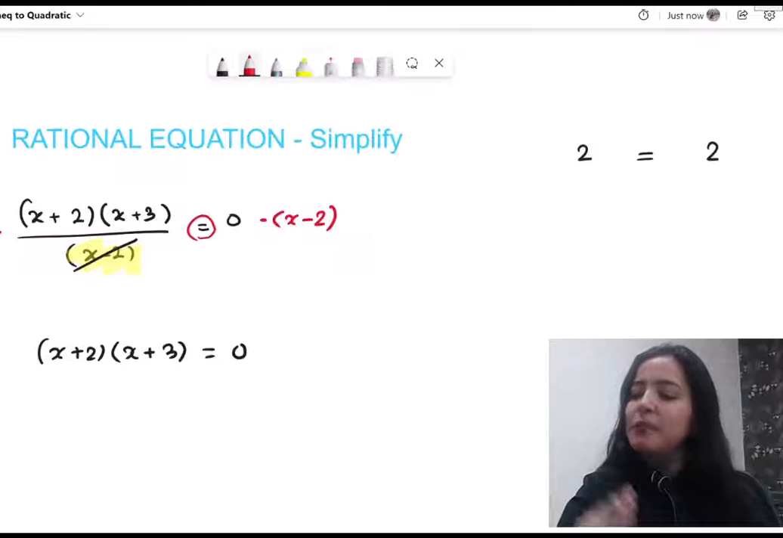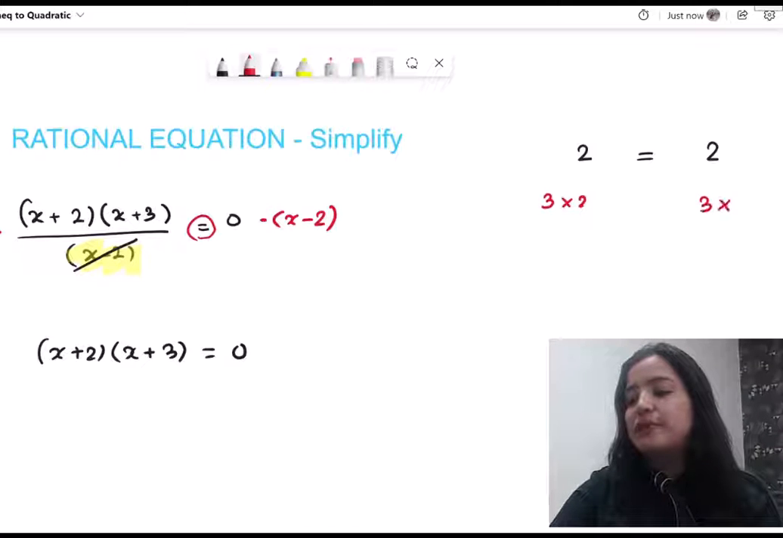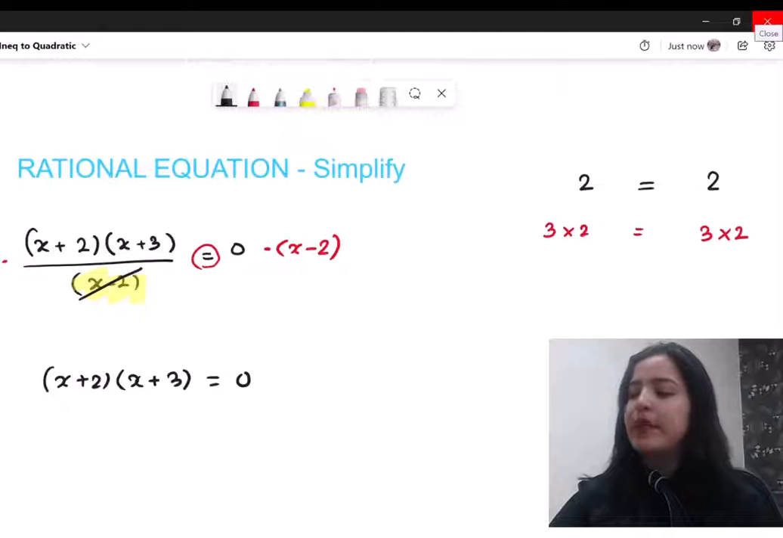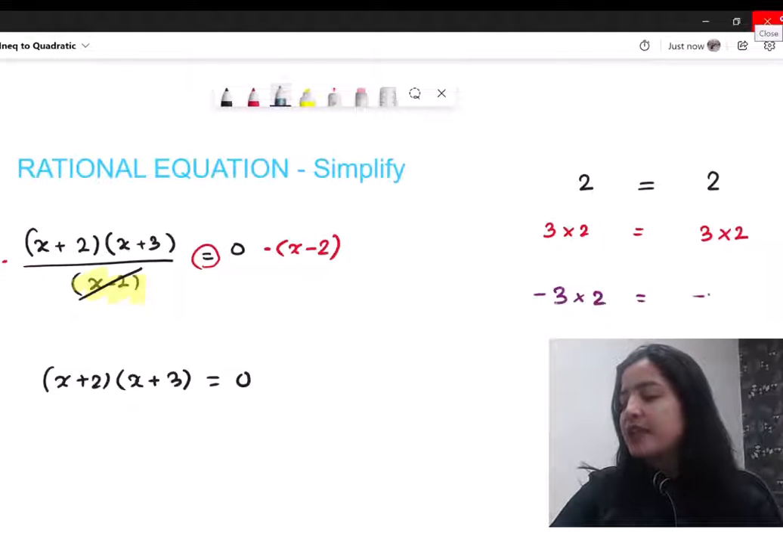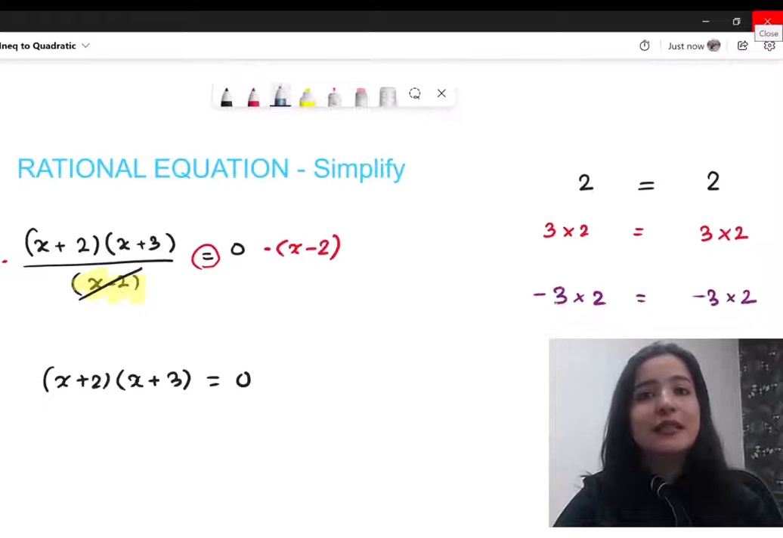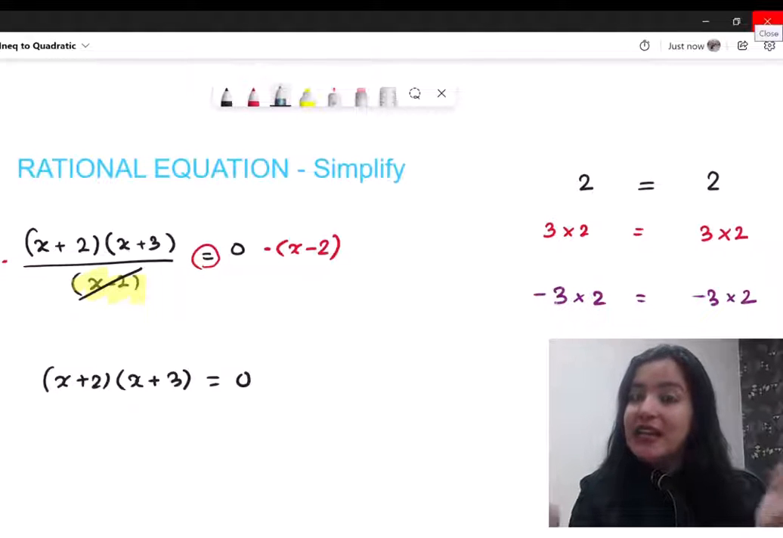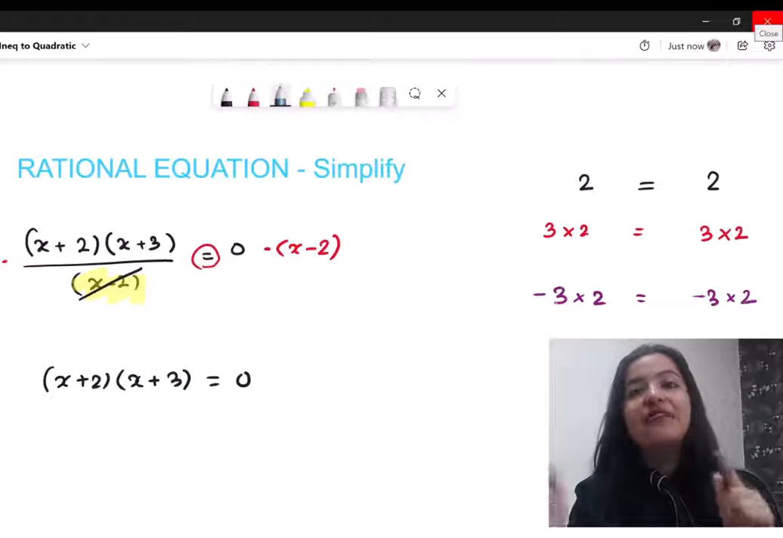If I multiply both sides of this equation by, say, 3, I'm going to have 3 times 2 and 3 times 2. You see they are still equal, so multiplying both sides by 3 did not change anything. Similarly, suppose instead I multiply both sides by negative 3. So negative 3 times 2, negative 3 times 2, they're still the same. So no matter what I multiply on both sides of an equation, my equation is going to stay preserved. The left side and the right side are going to stay equal even after this.